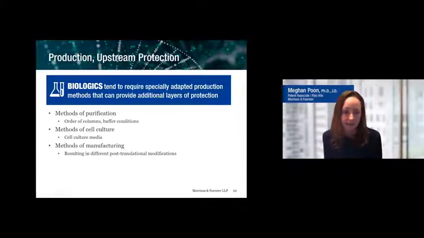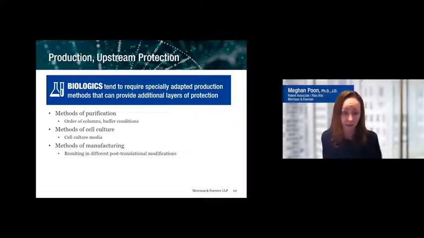So as I mentioned in the beginning, biologics actually tend to require very specific production methods, and this can be a really valuable avenue for additional IP protection as well. So when you're thinking about how to protect your biologic, you want to think about methods of purification. So have you devised a new order of columns that wasn't previously applied in this context? Particular buffer conditions, certain salt levels, and that kind of a thing.